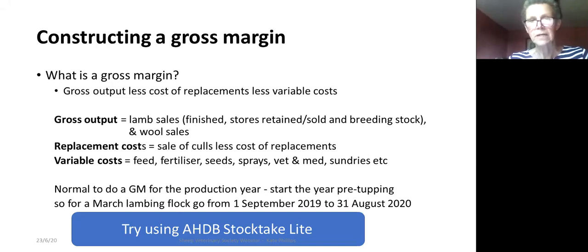So in terms of how we do a gross margin, we usually look at a 12-month period, a gross margin for the production year, and I would normally start pre-tupping. So for a March lambing flock, I'd go from the 1st of September to the 31st of August 2020. Now, there is another tool on the AHDB website called Stocktake Lite, and I did try to use it the other day, and it does seem to be working. That program would take you through the physical performance data that you need, and it would also take you to a gross margin level if you wanted to do that and do all the calculations for you.